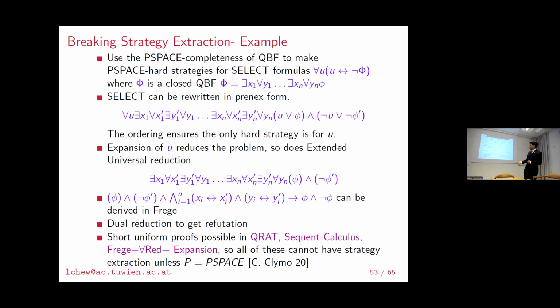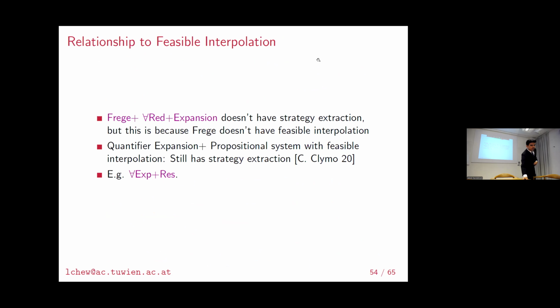So the sequent calculus, and if we added reduction and expansion to a Frege system as well. All of these cannot have strategy extraction unless P equals PSPACE. So it's P because these proofs are uniform as well. And the reason is because it's being able to simulate Frege, and Frege doesn't have this feasible interpolation property. This expansion is causing these problems, but if you have it with a propositional proof system that allows feasible interpolation, you still have strategy extraction.